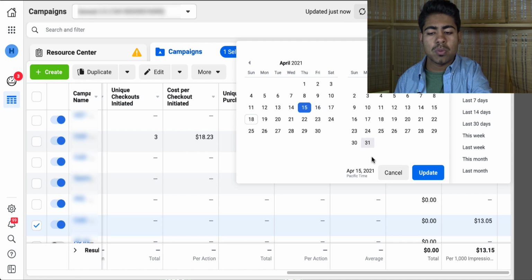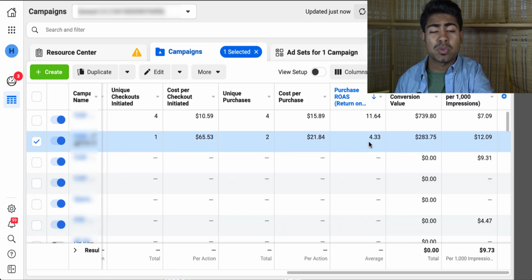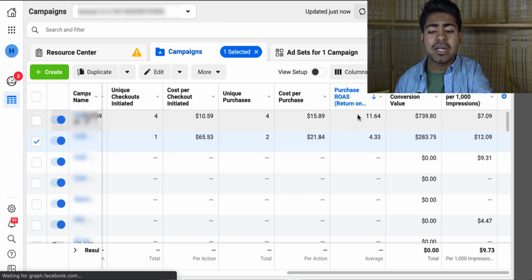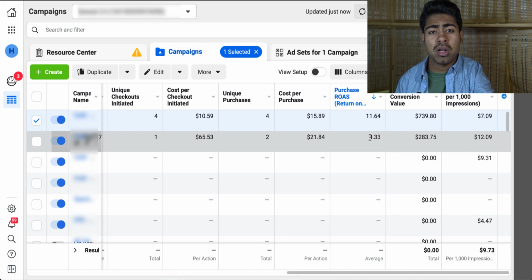Then on April 15th, which is when the campaign really took off, we can see that the ROAS for both of these was well above 5 if you combine them together and take the average. The campaign up here was that for the $50 profit margin product, and we had a ROAS of 11, and the second one was the $100 profit margin product with a ROAS of 4.33.